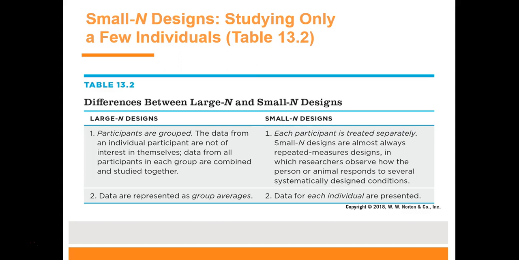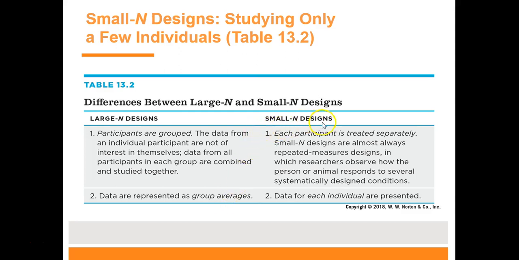Let's see. In large n designs, participants are grouped, and the data from individual participants are not of interest in and of themselves. You group everyone together and study them together. So when you do a research study, you just say, we had 50 participants, the average age was 23 years old, et cetera, et cetera. We don't talk about each participant individually, and instead we represent them as group averages.